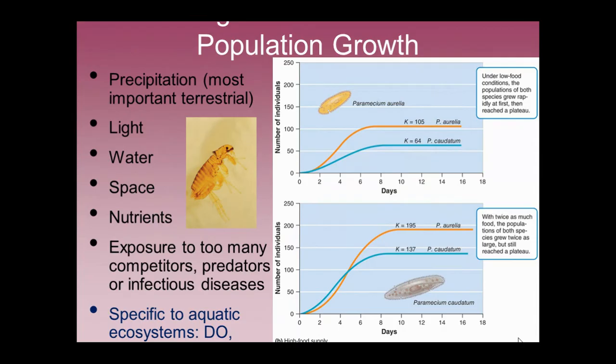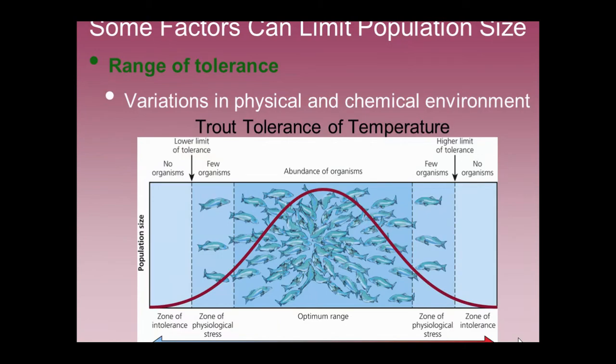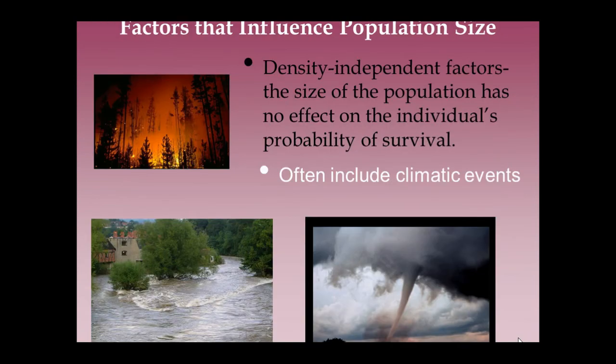Density-independent factors affect a population size regardless of density. Tornadoes, hurricanes, floods, fires, volcanic eruptions, and other climatic events are examples of density-independent factors.